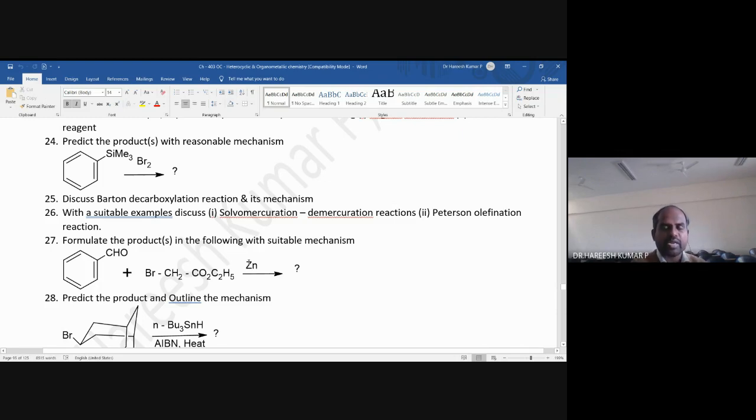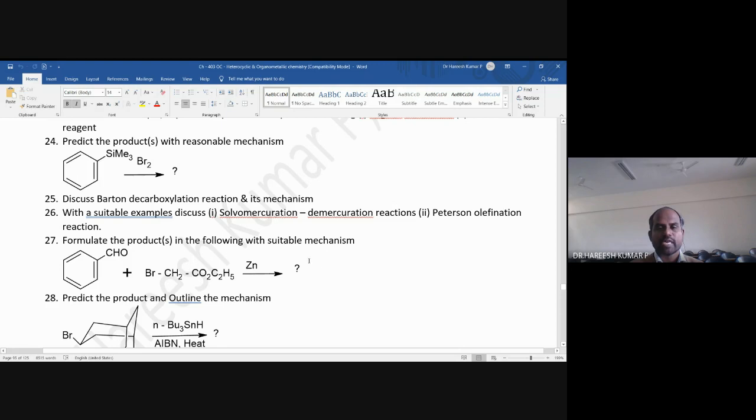So sometimes they will ask you what is Reformatsky reaction, so we explain with an example. Reformatsky reaction means it is nothing but a reaction of alpha halo ester. This carbon is alpha. Alpha halo ester when it is treated with a carbonyl compound in presence of zinc. Okay, so what will happen?